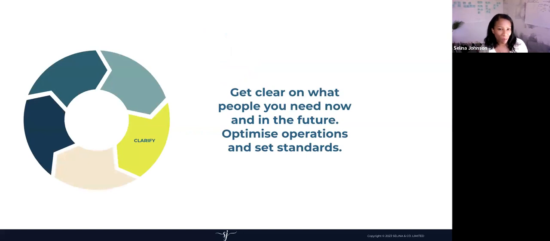Next, step 2 of the pillar is to clarify. Get clear on what people you need now and in the future, and optimize operations and set standards. So here we're talking about choosing the right people propels the business forwards, and choosing the wrong people will hold your business back. So we need to be intentional about who we're bringing into the business.